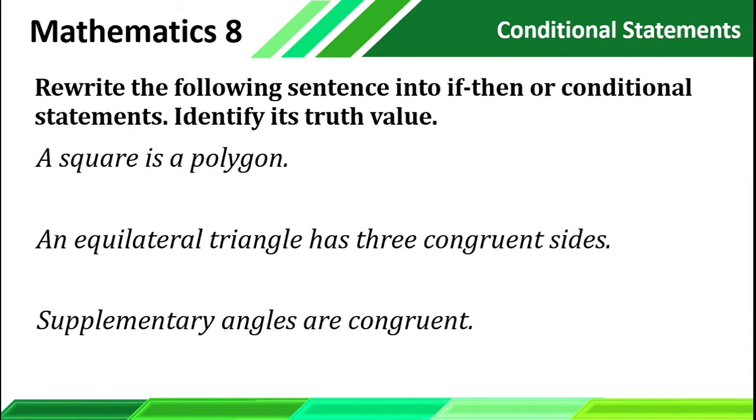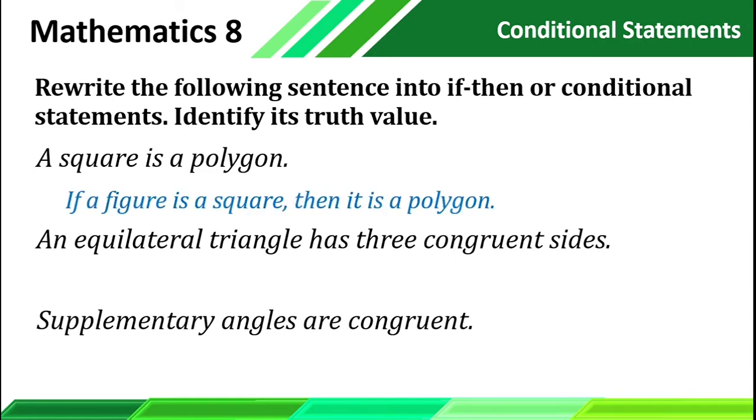A square is a polygon. So we write first the if statement or our hypothesis. So we can write it as, if a figure is a square, then it is a polygon. Our hypothesis is a square, then our conclusion would be it is a polygon. We know that a square is a polygon, therefore, the truth value of this statement is true.